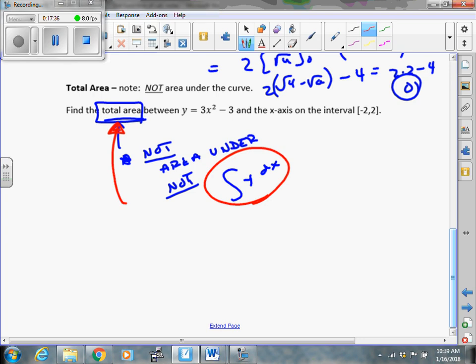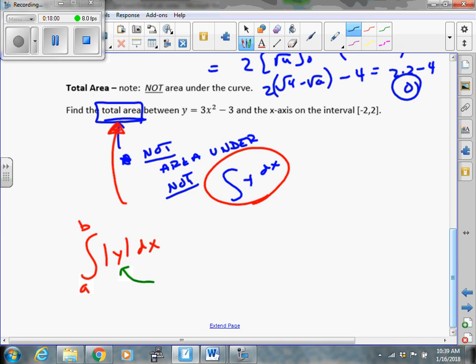So in a sense then, total area is defined as the area of the curve from A to B, wherever the values they tell you to go, and then it's the absolute value of the y. Now we're not going to be able to integrate this. So what we're going to do is separate it into its parts, the above part and below part. So let's take a peek at this curve.